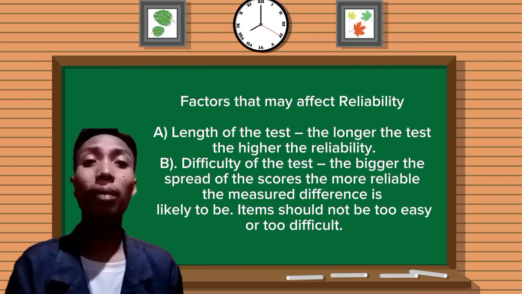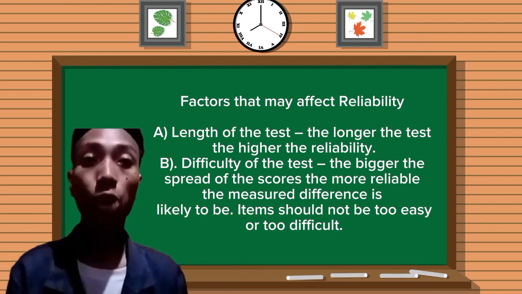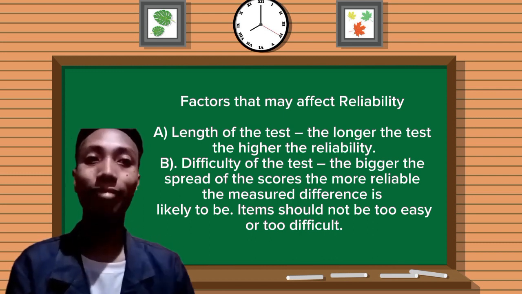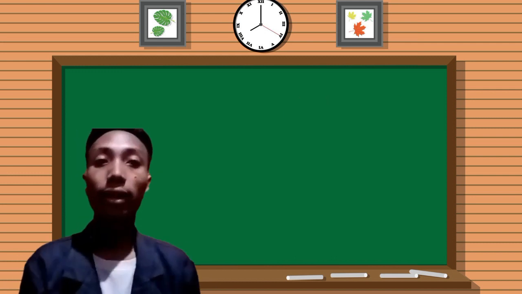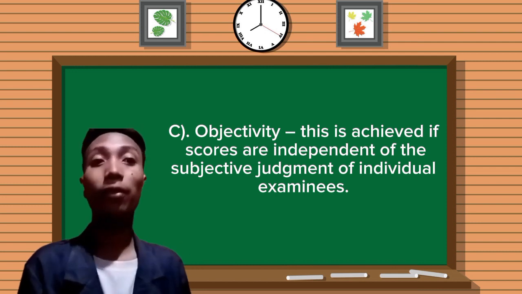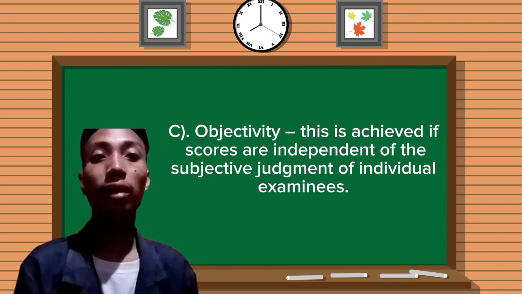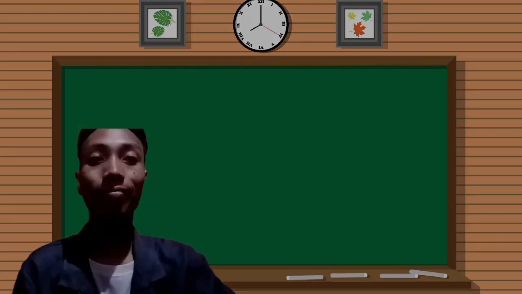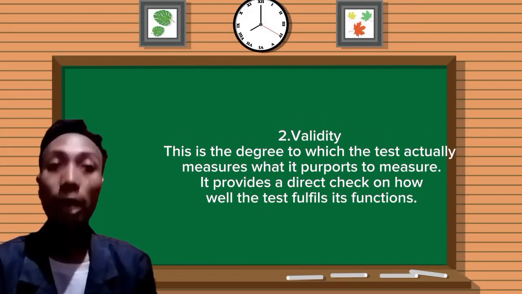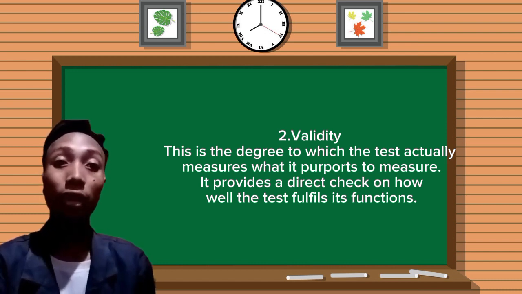Our test should not be too easy or too difficult, but it should discriminate those who learned from those who did not learn anything. Okay, objectivity. This is achieved if scores are independent of the subjectivity of individual examiners. Validity. It refers to how well it measures and provides a check on whether the test fulfilled its function.